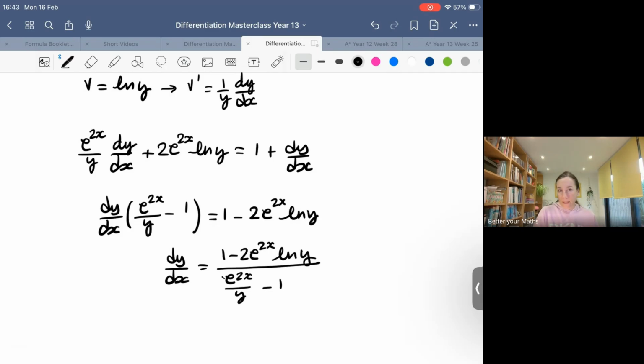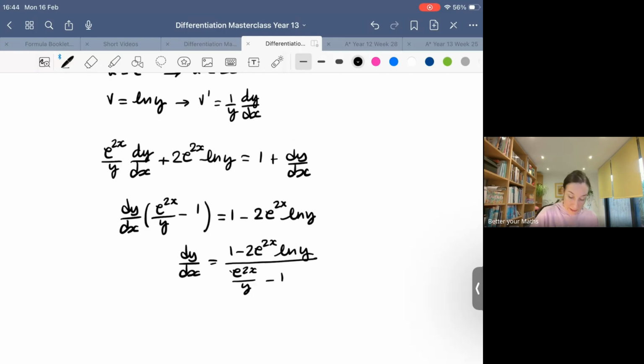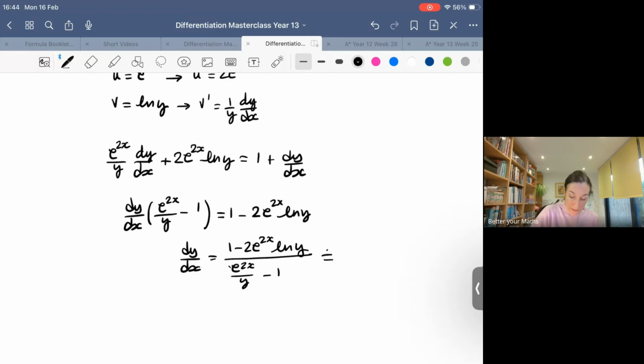Now they ask me the value of this derivative in the point 1,1. Because this is in terms of y and x, I'm going to substitute both. So I'm going to substitute the y by 1 and the x by 1. I substitute and then I get whatever I get. So in the numerator, because ln y is 0, I have 1. In the denominator, I have e minus 1.